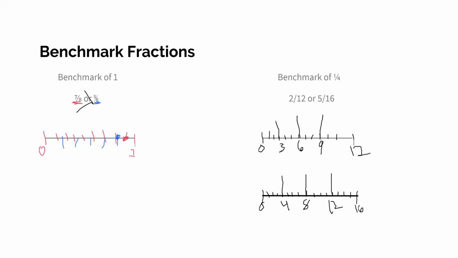So if we are using the benchmark of 1/4, we know that 1/4 of 12 is 3, and we know that 1/4 of 16 is 4. So if we have 2/12, we know that is below 1/4, and 5/16 is above 1/4 right there. So, using the benchmark of 1/4, we can easily determine that 5/16 is greater than 2/12.